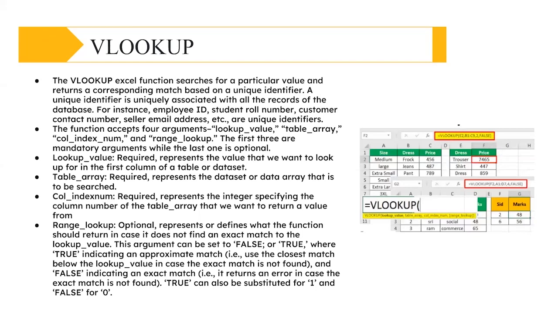Okay, so the next thing we see is VLookup. So what is VLookup now? It is an Excel function that searches for a particular value and returns a corresponding match based on a unique identifier. A unique identifier is uniquely associated with all the records of the database. For instance, employee ID, student roll number, customer contact number, seller email address, etc.